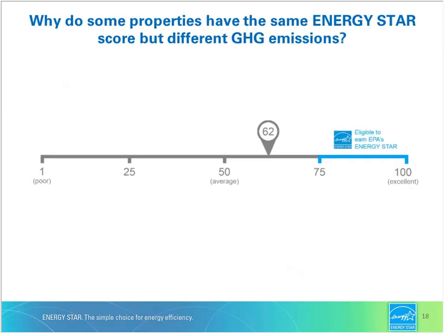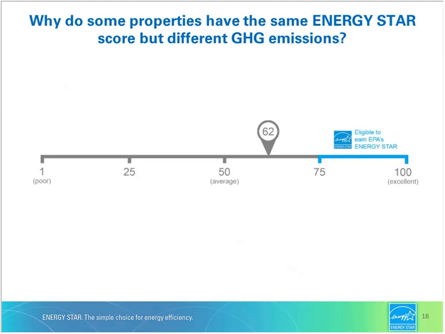All right, so one final item here has to do with the impact of green power on your greenhouse gas emissions versus your Energy Star score. In particular, it's possible that two properties could have the same Energy Star score but different greenhouse gas emissions, or vice versa. You could have the same greenhouse gas emissions but a different Energy Star score.